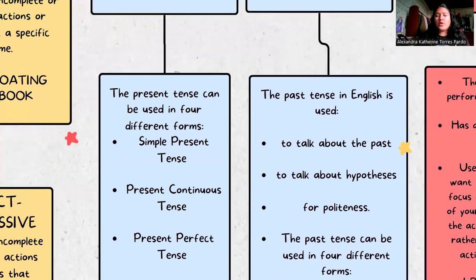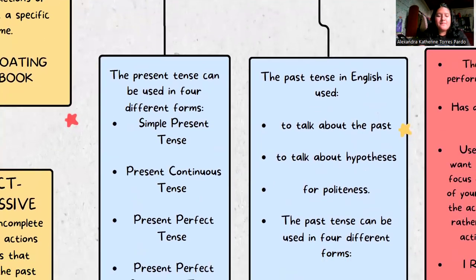Now we are going to talk about the past tense. The past tense expresses situations or actions that took place in the past. Although it can be in the recent or distant past, its duration is not important. It should only be understood that they have already ended.